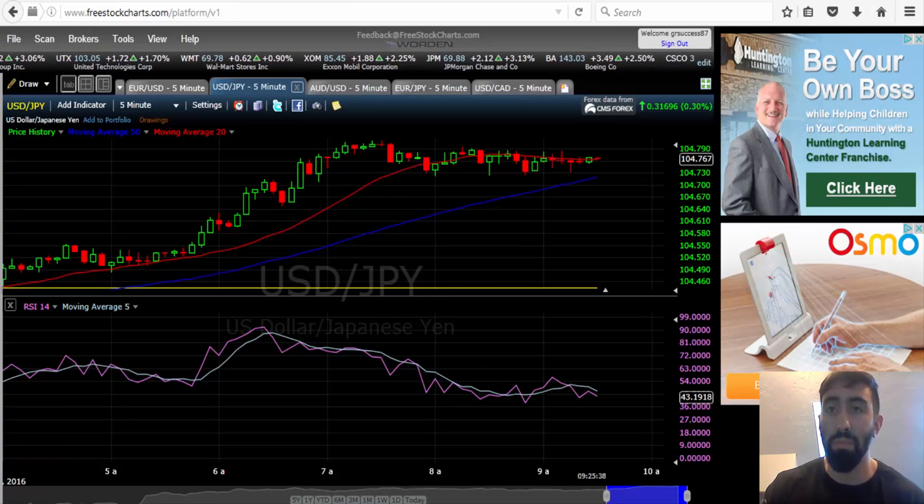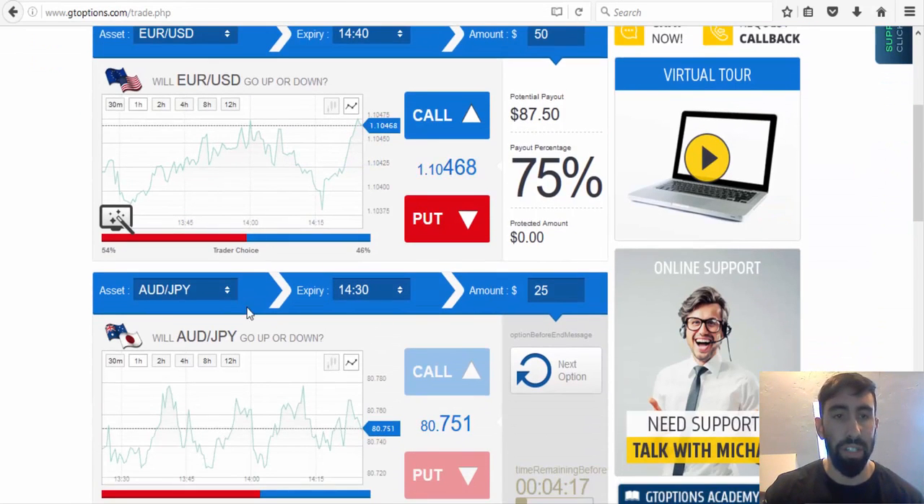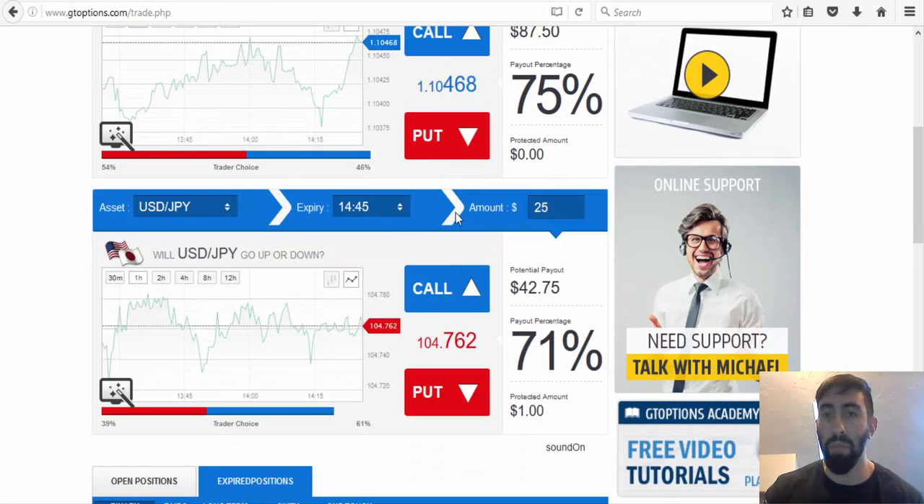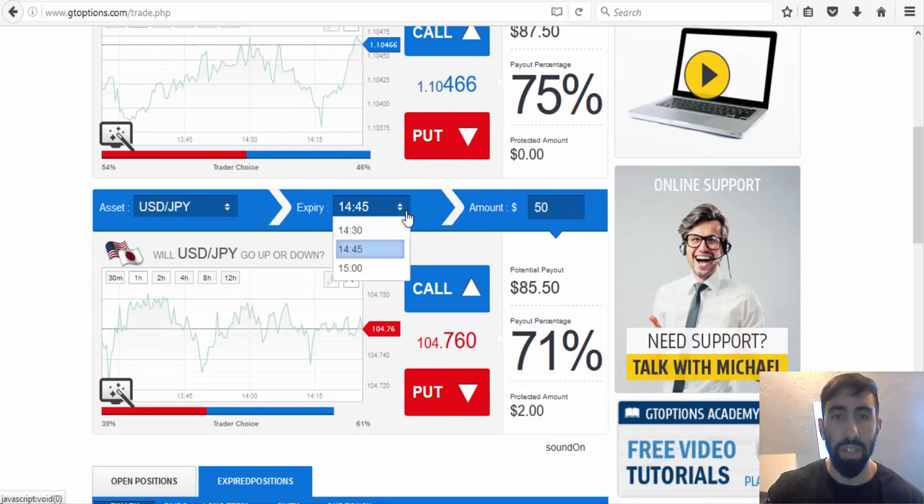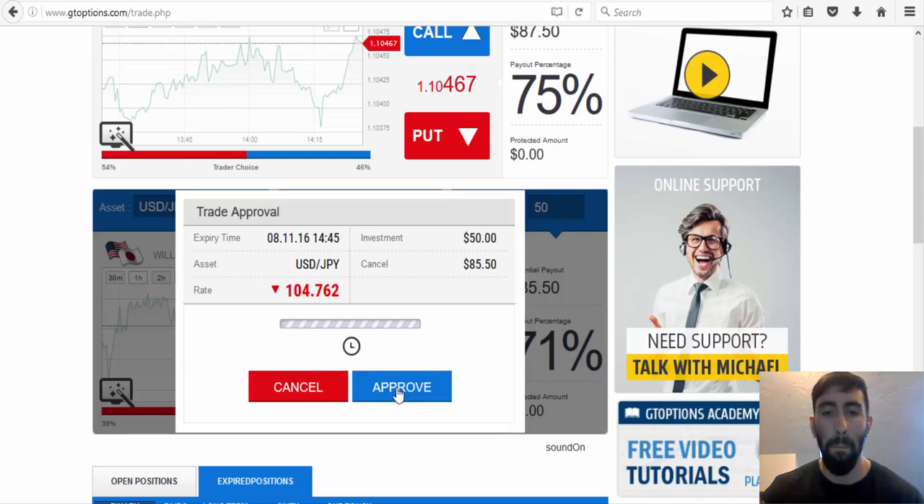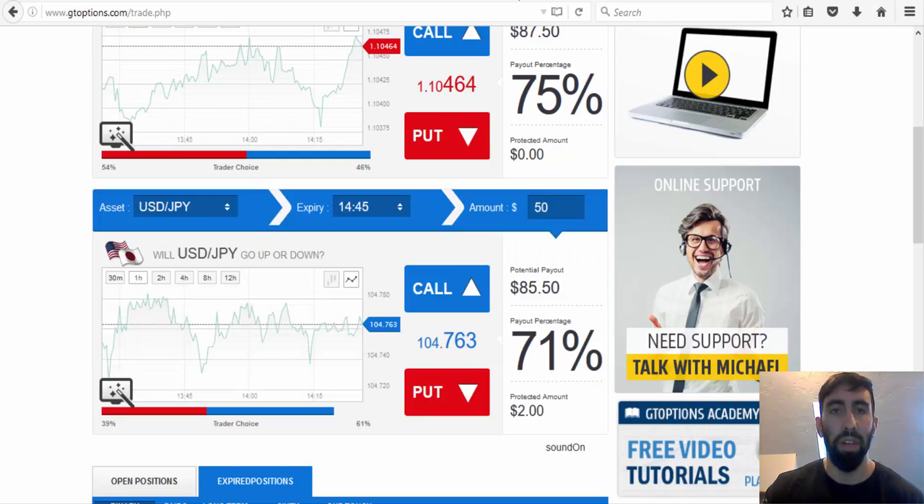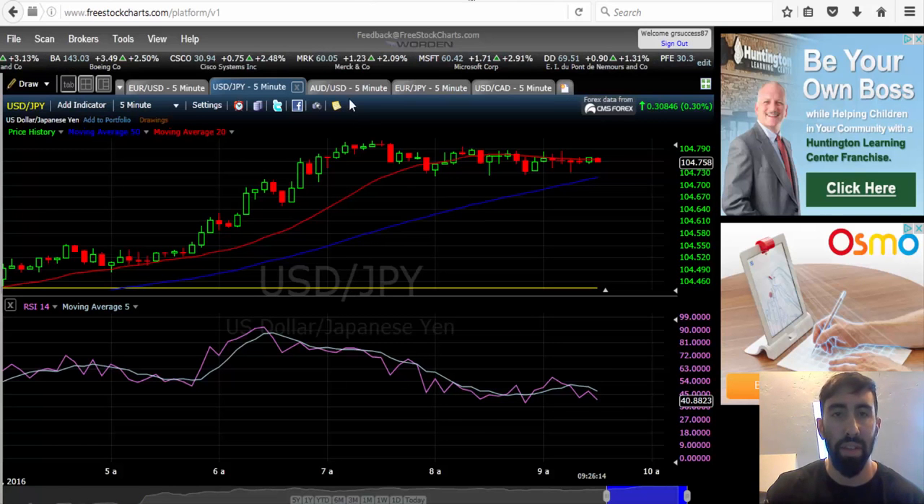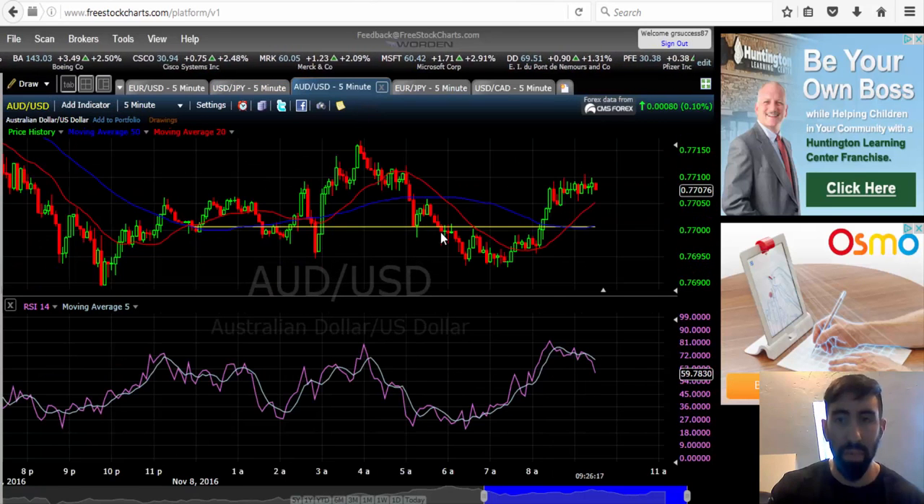So again, we're going to follow the same process. Go back to our broker, USD JPY. And again, we're going to try to target some 15-minute trades. So we'll leave this at 1445 and go for a put. Approve. All right, let's see what else we got here. Audi USD.